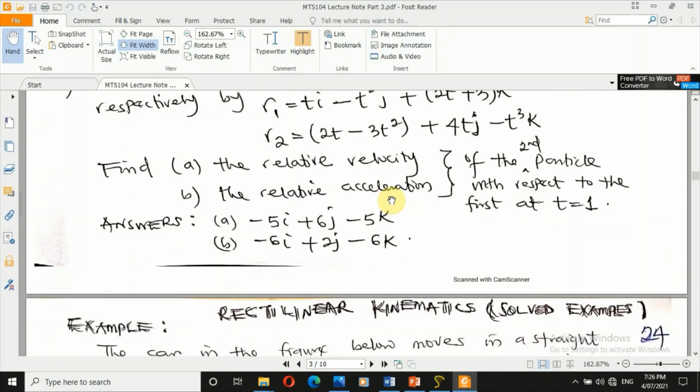Now let's go to kinematics, rectilinear kinematics. In this rectilinear section, we shall focus strictly on one dimension. All the problems we'll be solving here are in one dimension. So let's start the journey.